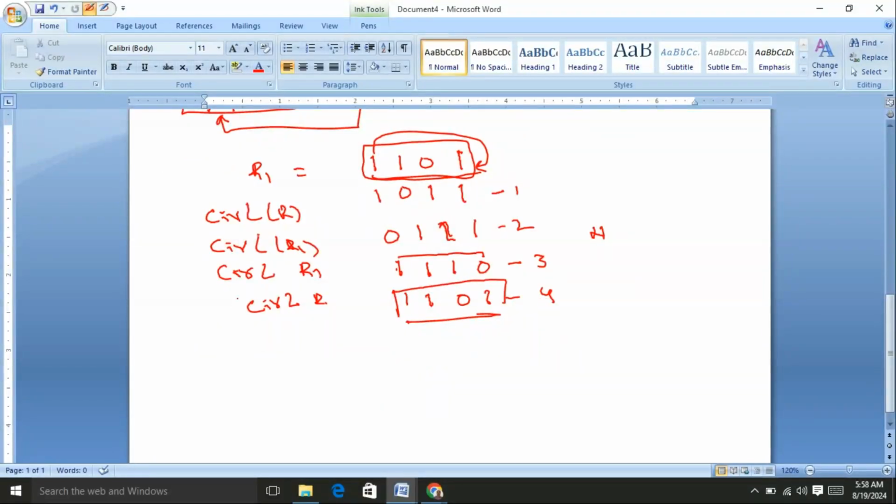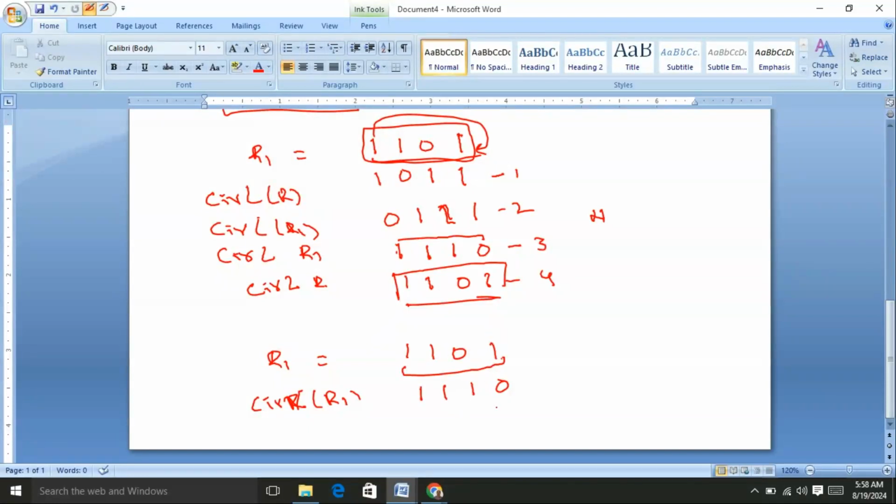So the circular right shift is also the same as left shift. Now again I am going to consider the content of R1 as 1101. I am going to perform the circular right shift of R1. The 0 is here, and 1 is here, and 1 is here. The last one comes to this side, that is the 1. In the same way, one more time I am going to perform right shift. Again the 0 comes to this side, actually 0 is here, triple 1 is here.